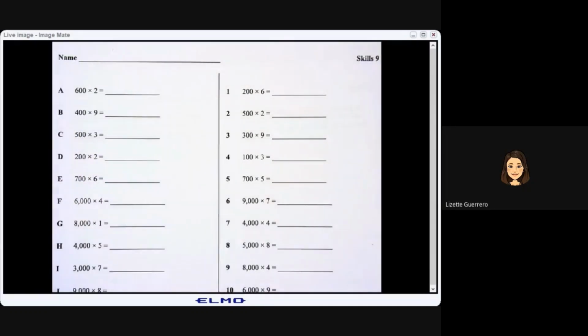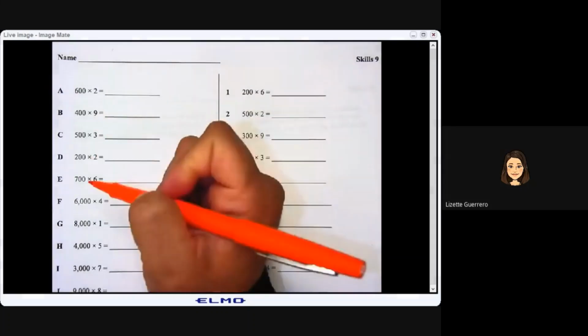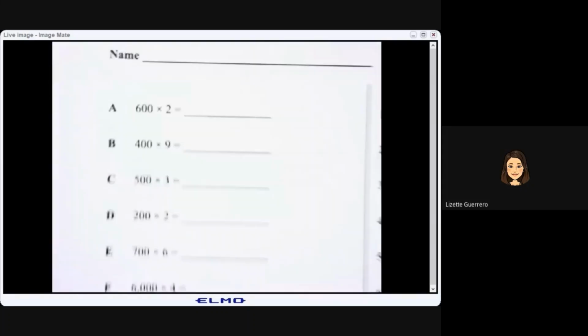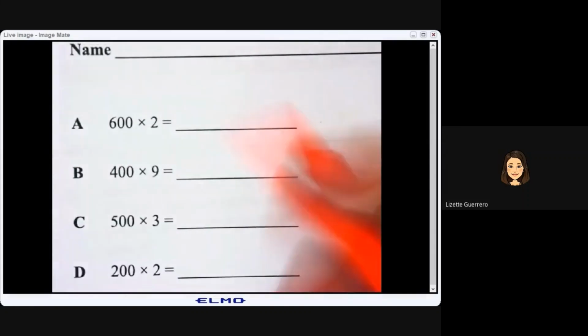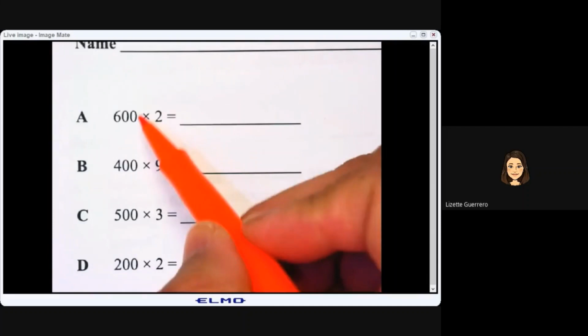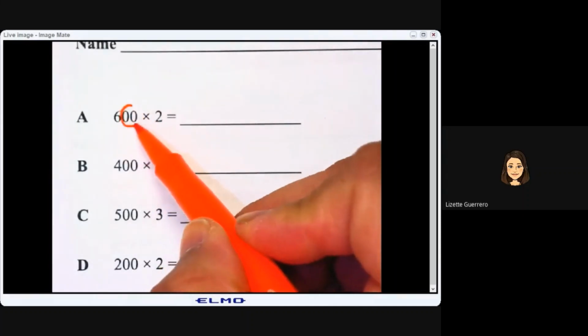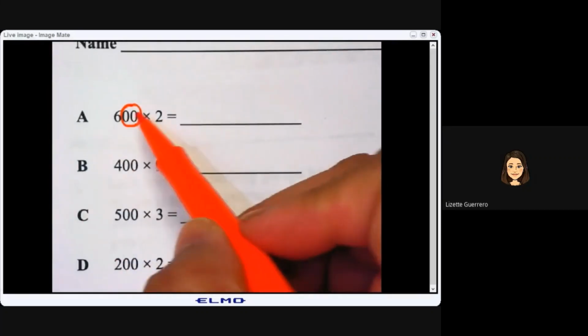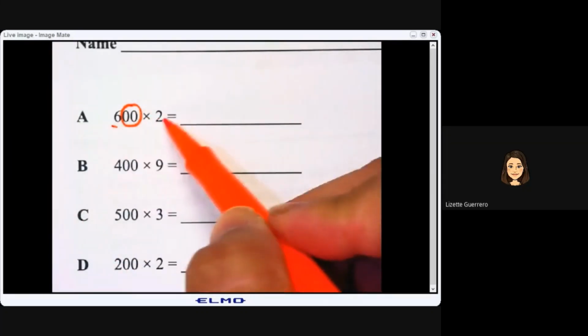Okay, so we're going to be working with skills 9. We're going to be working with trailing zeros. So the first thing we're going to do is we are working with multiplication. We're going to multiply 6 times 2, and we're going to circle our trailing zeros. So my trailing zeros are these right there. So first I'm going to work my fact, which is 6 times 2.